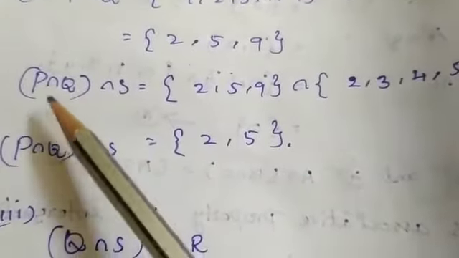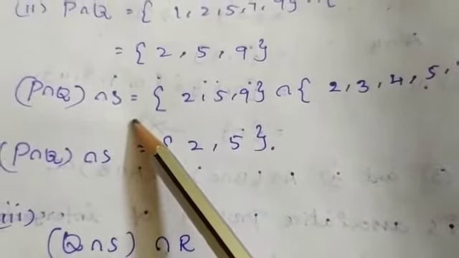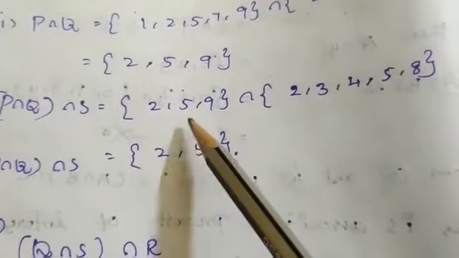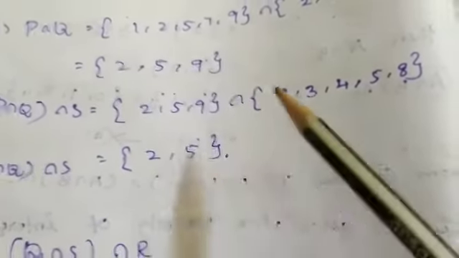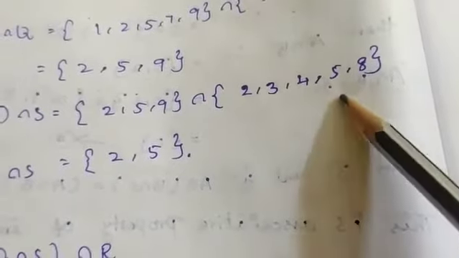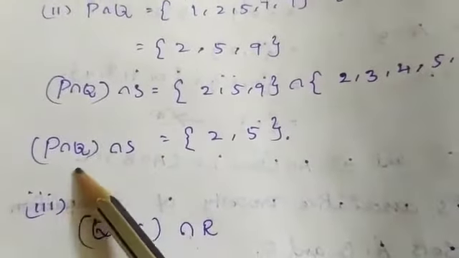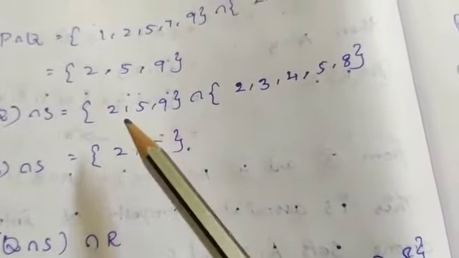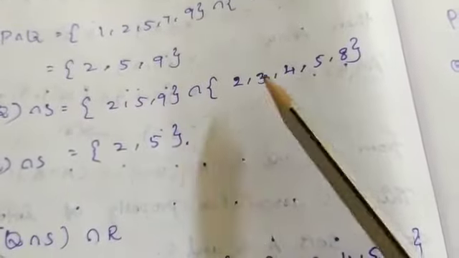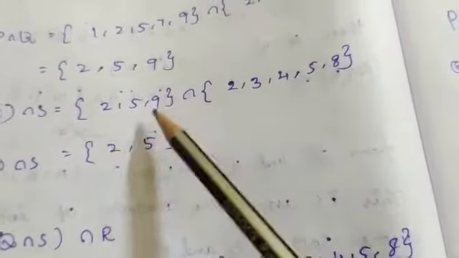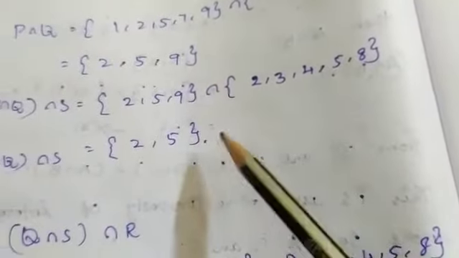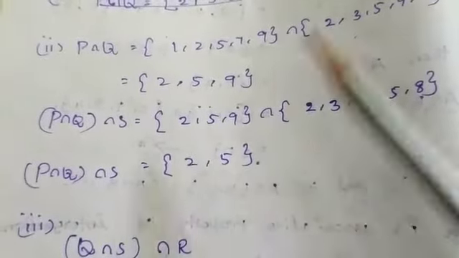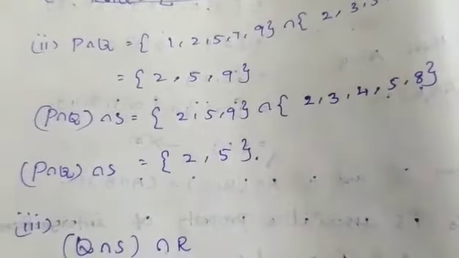Next, P intersection Q intersection S. So already P intersection Q we know is 2, 5, 9, intersection S values 2, 3, 4, 5, 8. So common values, we are taking 2 and 5, otherwise not common values. So P intersection Q intersection S equal to 2, 5. So this is the second part solution.